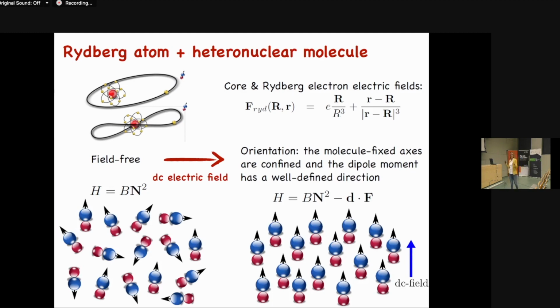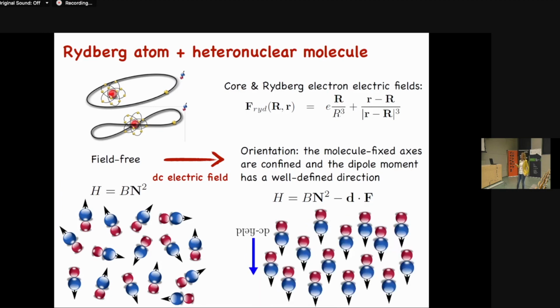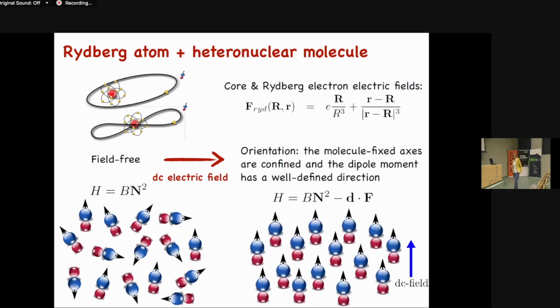The diatomic molecule is now not freely rotating any longer. We have the molecular fixed frame fixed in space. And on top of that, we have a well-defined direction of the dipole moment. That's what is called orientation. And the figure is a little bit exaggerated, but the dipole moment is pointed depending on where the electric field is.